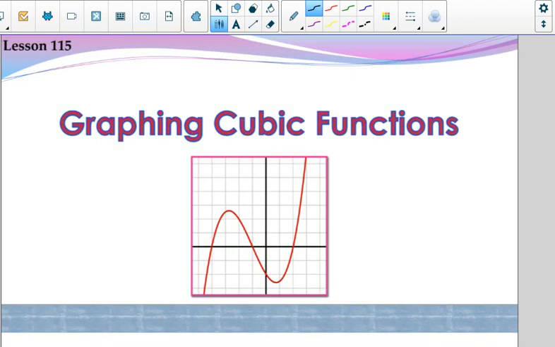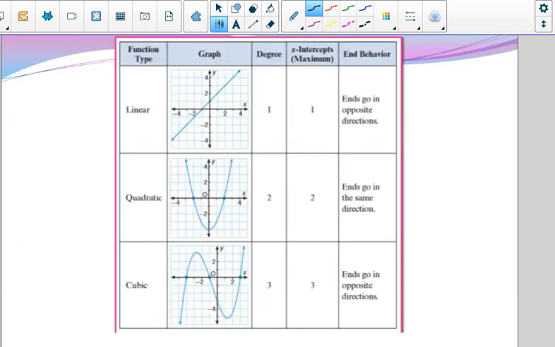Hi everyone, today we're going through lesson 115, graphing cubic functions. On this chart here, you see three of the kinds of functions we've gone through this year. We've gone through linear, quadratic, cubic. We've also gone through absolute value functions.